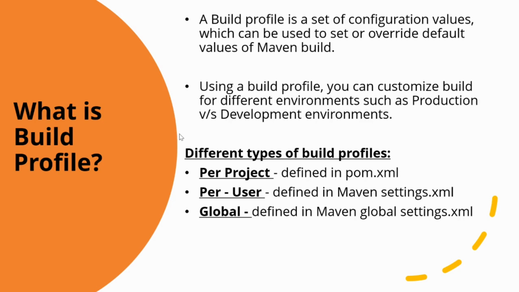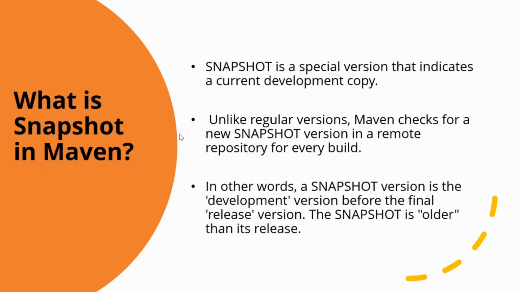There are three different types of build profiles: per project, per user, and global. Per project is defined in pom.xml, per user is defined in Maven settings.xml, and global is defined in Maven global settings.xml. Another one is, what is snapshot in Maven?